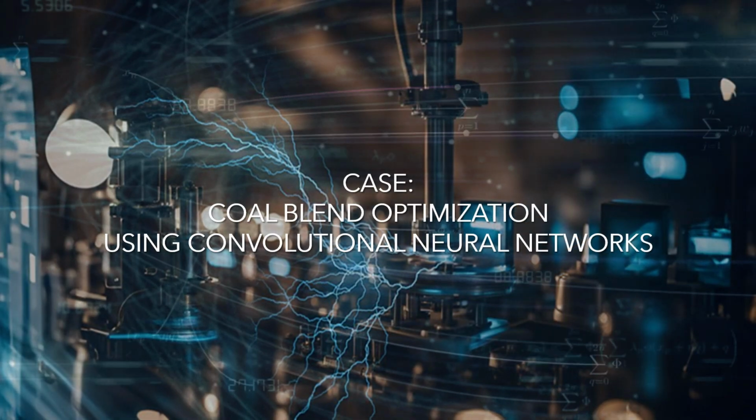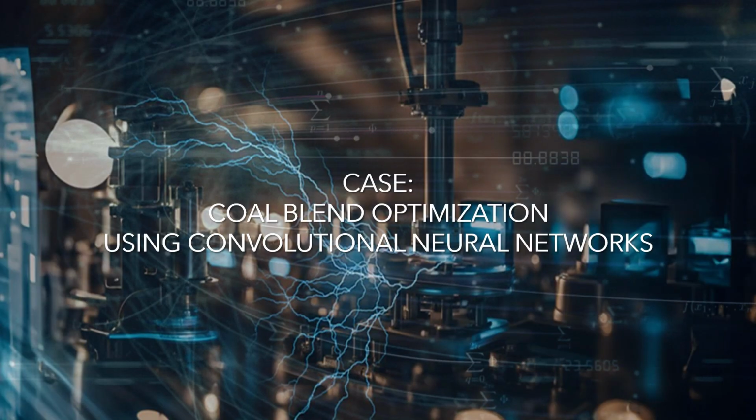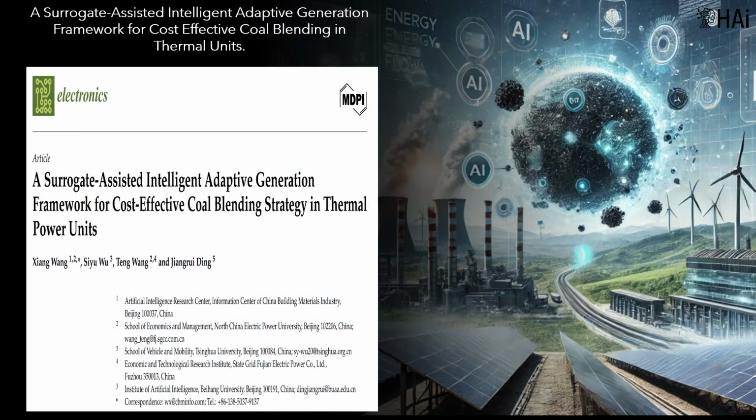Case: coal blend optimization using convolutional neural networks. A reported reference is presented in the article: a surrogate-assisted intelligent adaptive generation framework for cost-effective coal blending in thermal units. This paper proposes an adaptive method of condition classification, based on GPT-type artificial intelligence, generative pre-trained transformer, which determines the probability distributions of the output, the coal mixing, and completes the interval division based on previous operational data.